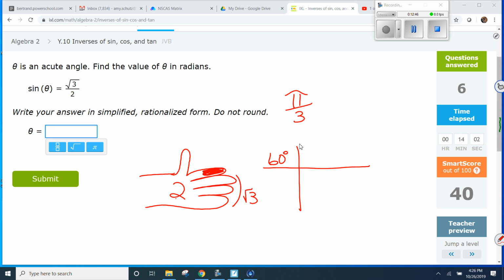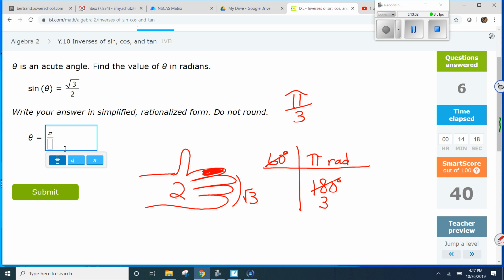How many appear in 180 degrees? If not, use that unit multiplier. 60 goes into 180 3 times, and you end up with pi over 3 radians. So let me go here. It's going to be pi over 3.